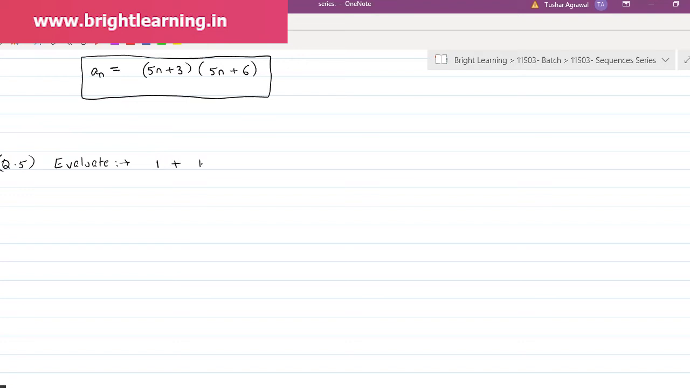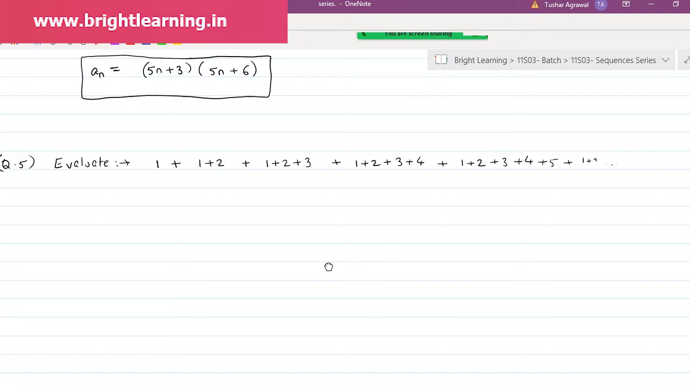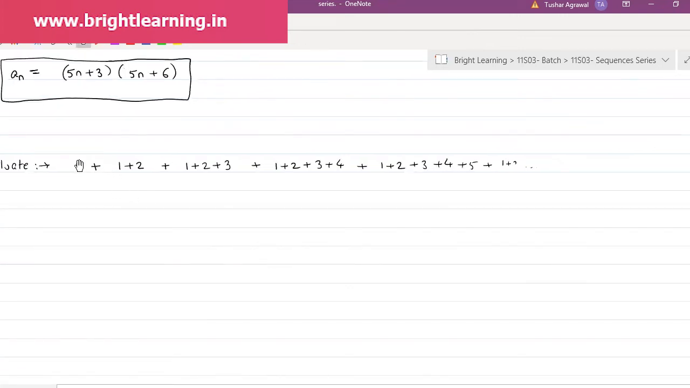One plus 2 plus 1 plus 2 plus 3 plus 1, 2, 3, 4, addition 1, 2, 3, 4, 5, and more are there, plus 1 plus dot dot dot up to. Now see what I'm writing here. You understood how the sequence is being formed? 1, 1, 2, 1, 2, 3, 1, 2, 3, 4, then 1, 2, 3, 4, 5. Now see what I'm writing.